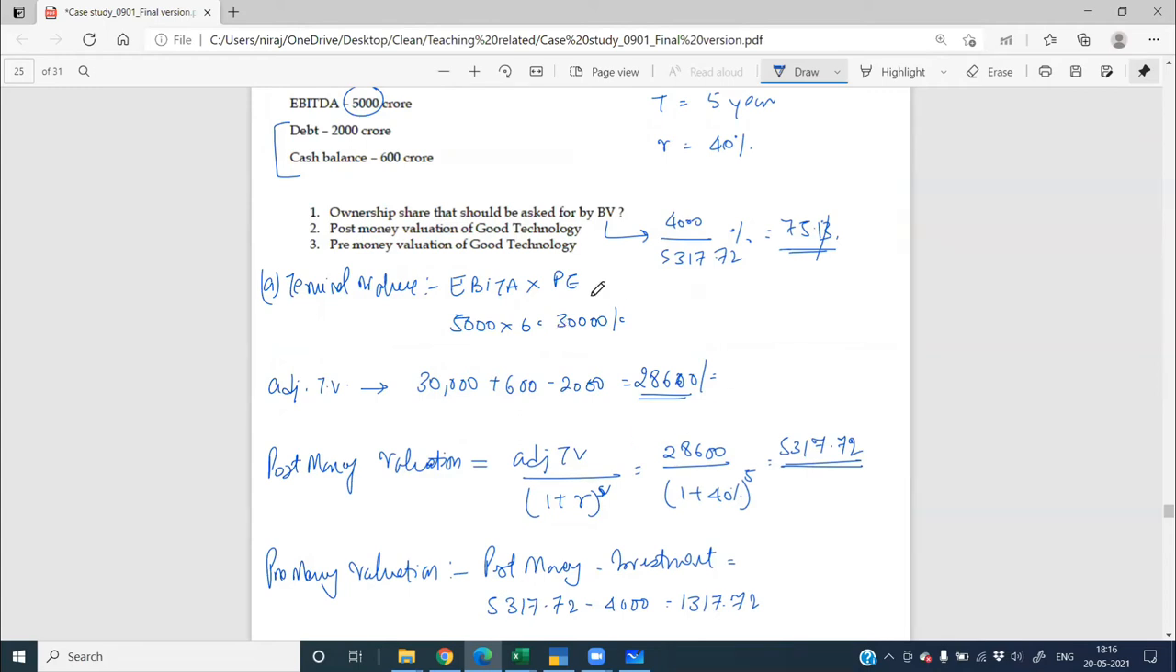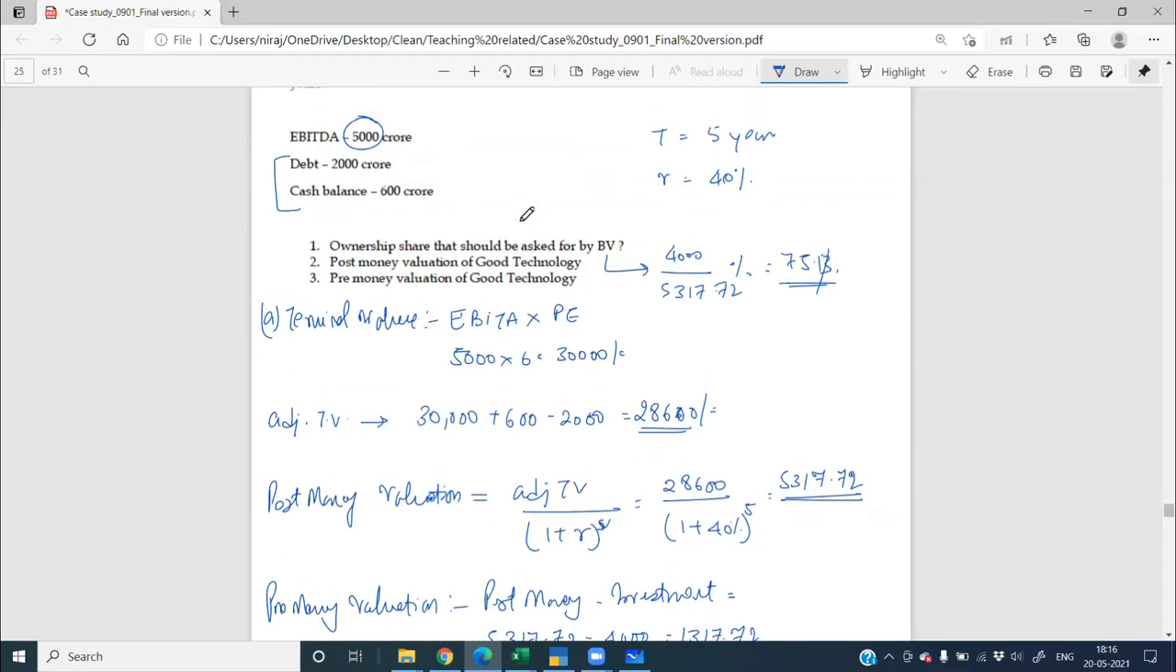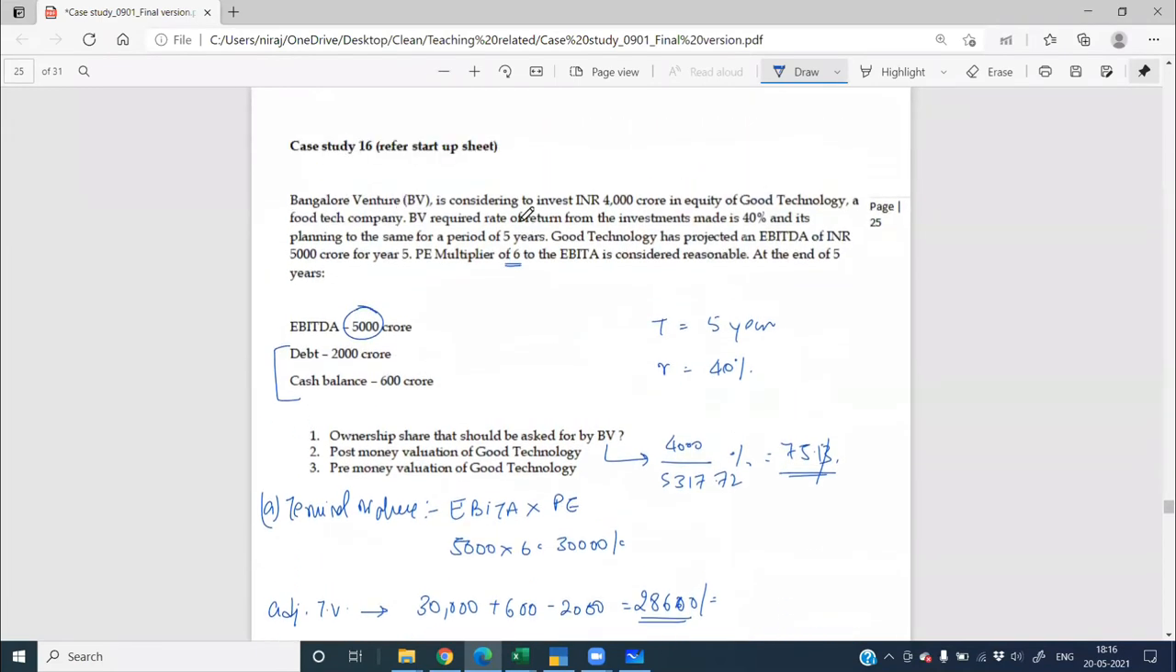Offered to the investor, or the money which is going to be invested by him. Both are the same question, so the answer will be the same, na? Because I have calculated everything from the investor's point of view only. Okay, so they will be getting 75% share. Yes, so they should be asking for 75% share.